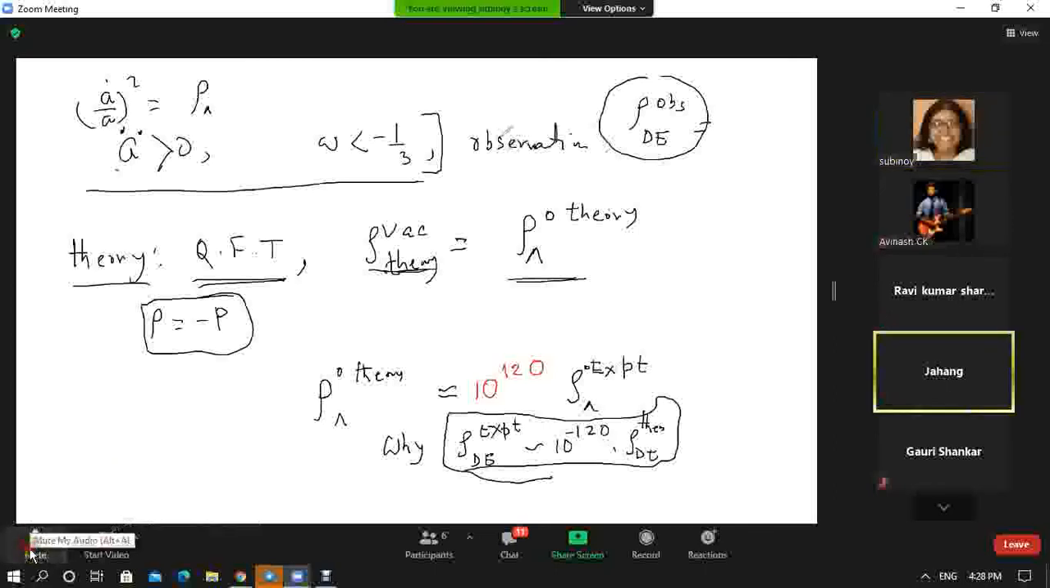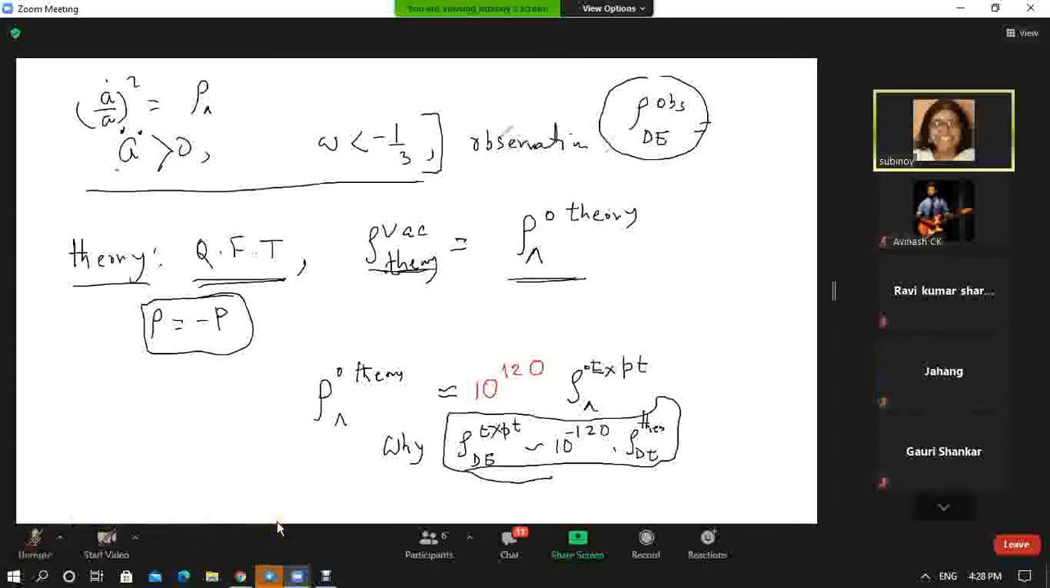Yes, sir. So now some people will say, so what matters? Why does it matter whether it is minus 120 or minus 115 or minus 110? Let the theorist ponder about it. Anyway, we got a value. Anything can be a value. As long as rho vacuum is constant, we'll get an exponential expansion, and we'll match it. But that is not the answer. It is much deeper than that.